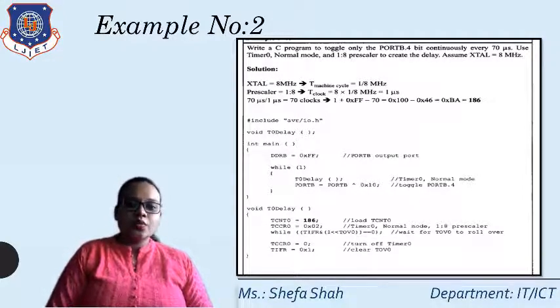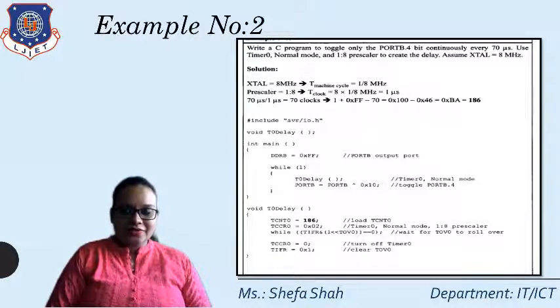Now in the delay function, we load TCNT0 with the value 186, which is the decimal value. Then TCCR0 with 0x02.